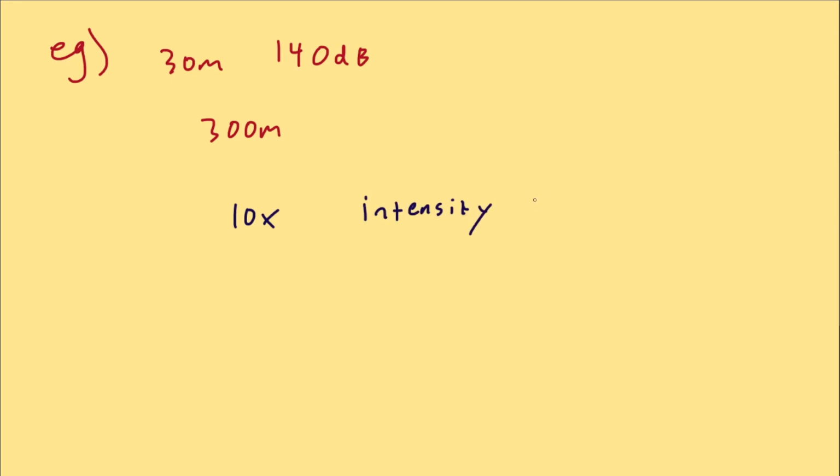A jet is 30 meters away, and at 30 meters distance, it's 140 decibels. How about 300 meters away? How loud is it now? The distance is 10 times bigger. So that means the intensity drops by 1 over radius squared, which is 1 over 10 squared, which is 1 over 100. And by the way, we're looking at a difference here. We're looking for the difference. That's our approach. So let's look at the formula for decibels, which was this.